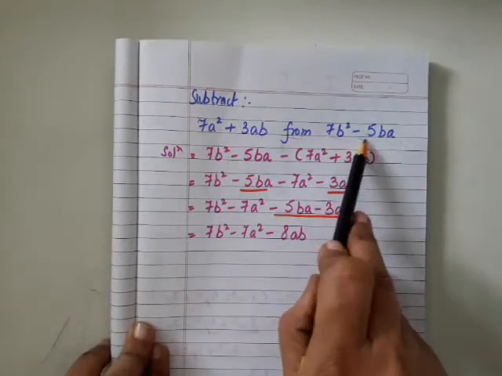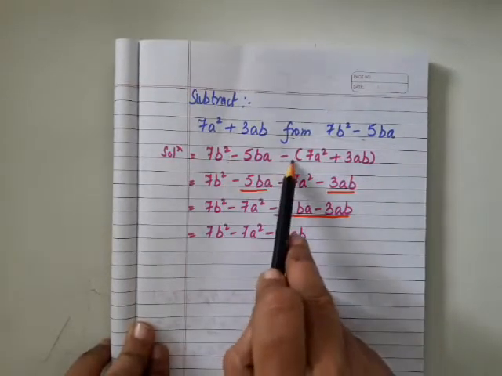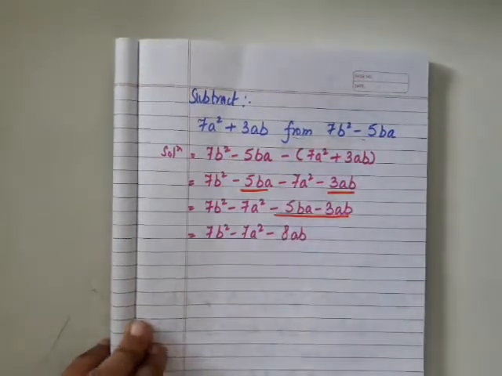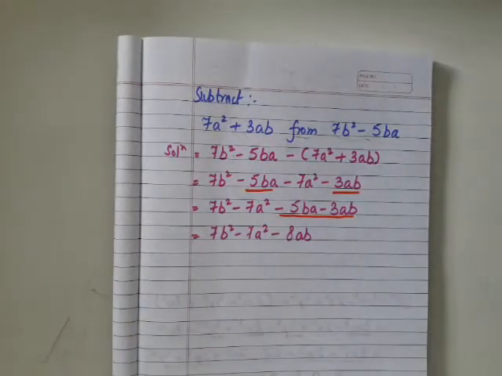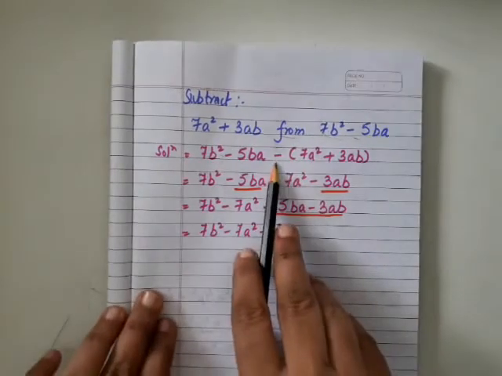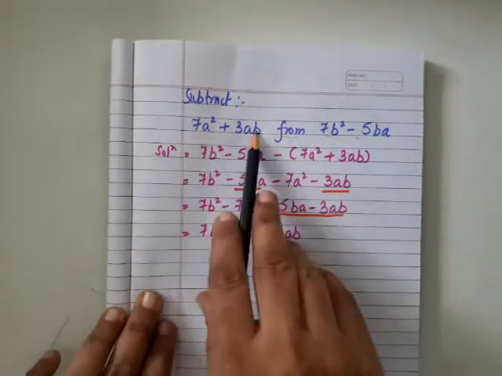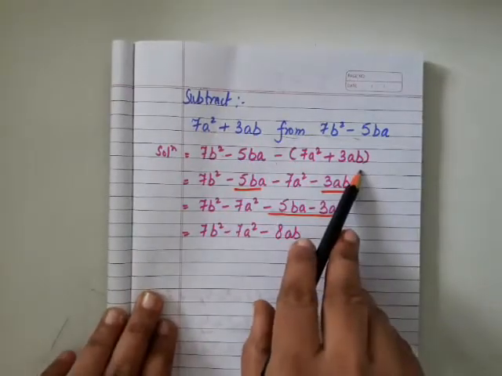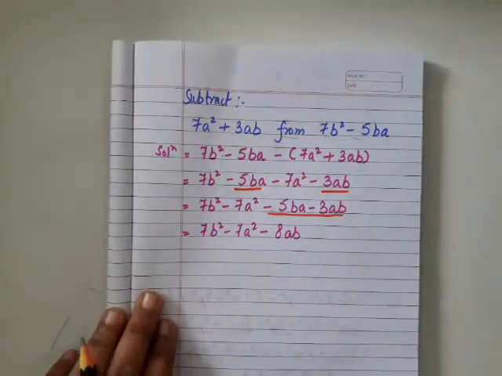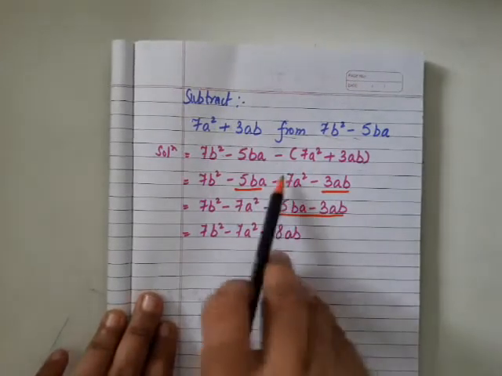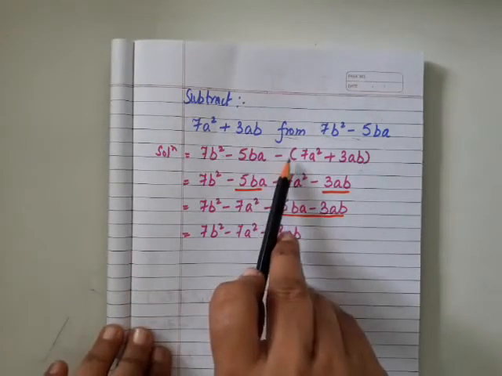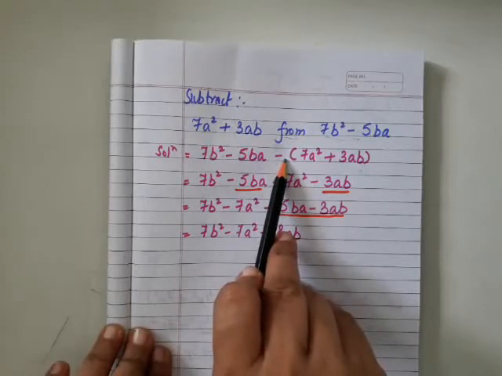So it is 7b square minus 5ba minus, as I told you, have a tendency of enclosing the algebraic expression inside the bracket. As it's a subtraction, so we put minus sign, and the expression is enclosed inside the bracket. So 7a square plus 3ab. Now you need to open the bracket. Now be careful. Now here you have a minus sign outside the bracket.